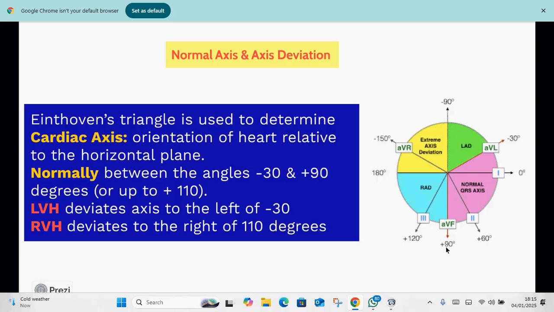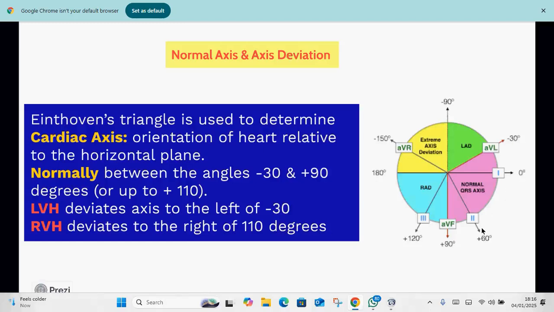It can go up to 110, which is accepted in tall people. Why? Tall people can have a more positive normal cardiac axis. Because they are tall, the heart is hanging downwards, going down toward the center. Therefore you can accept a little bit more than 90 in tall people.